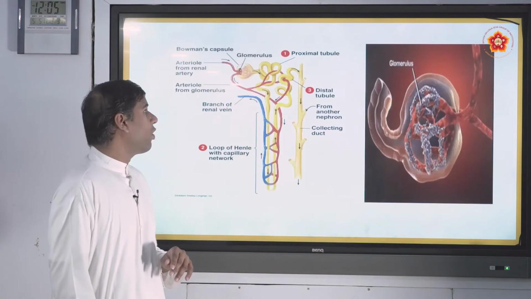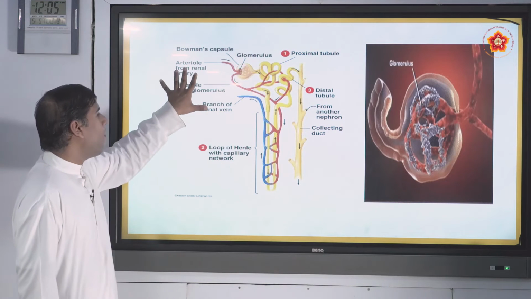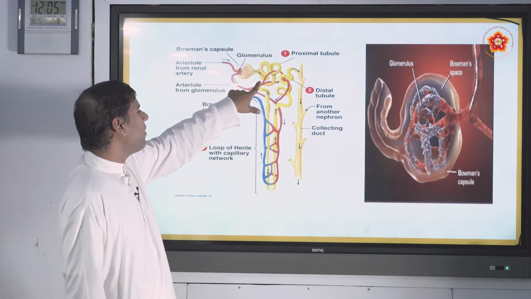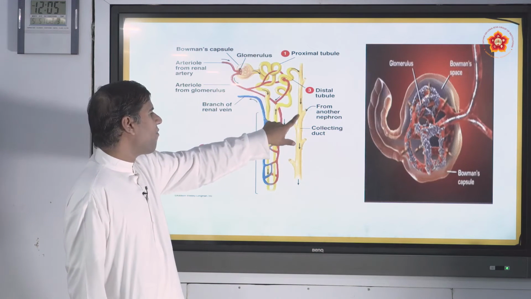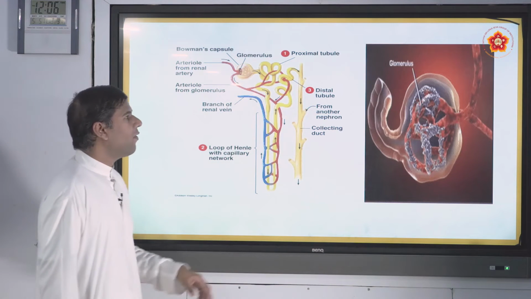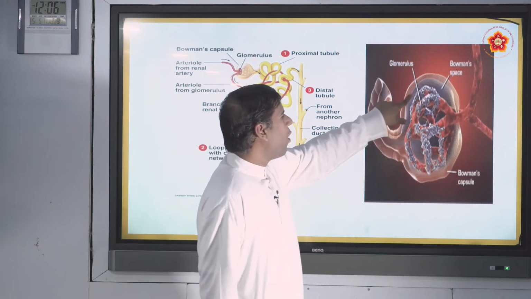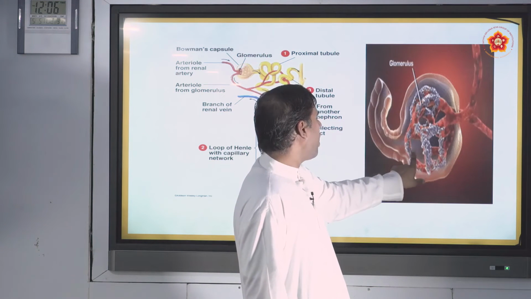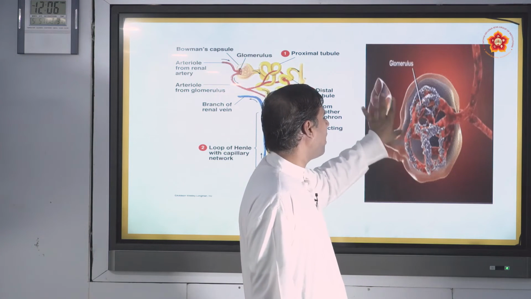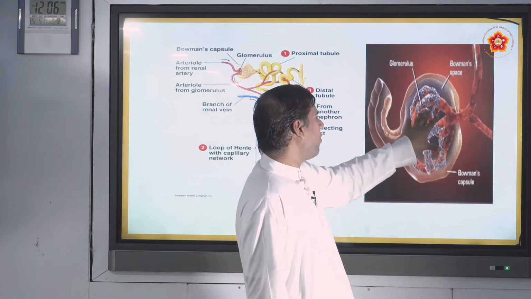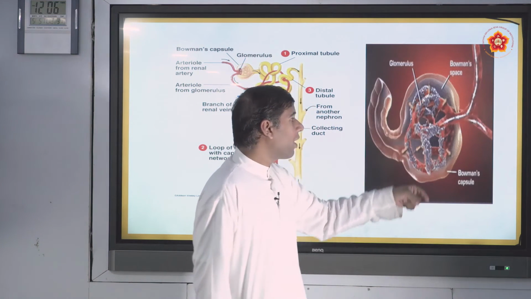Now looking at this, the Bowman's capsule enters into this glomerulus. You have this proximal tube, the distal tube from the other end, from the collecting duct, and this is a loop of Henle over here. So here you see the glomerulus and the Bowman's capsule, it enters here, whatever is the filtered one, it takes it here, and the unfiltered one is taken to the urine, to the ureter, to the bladder.